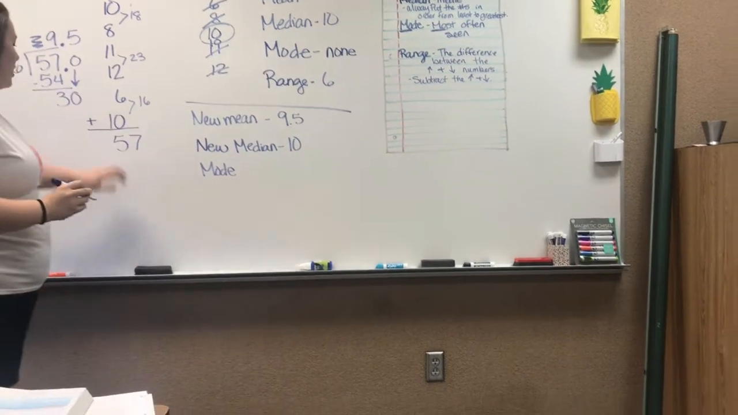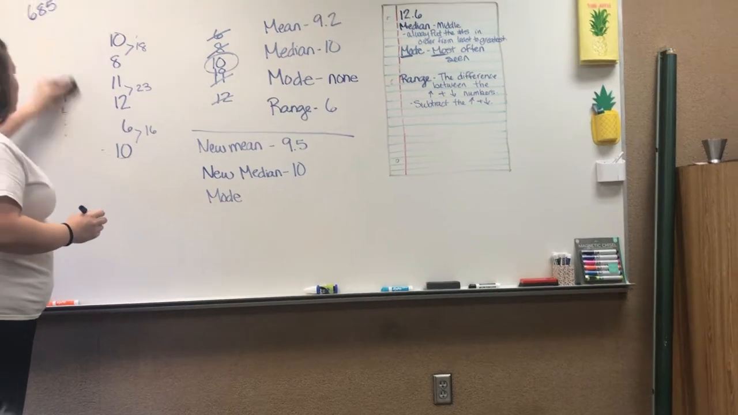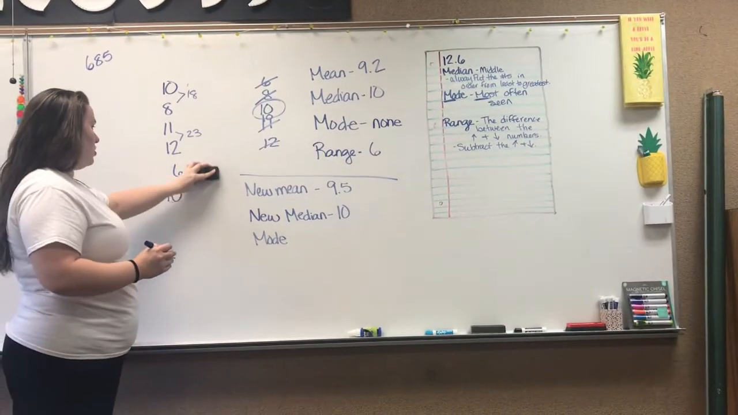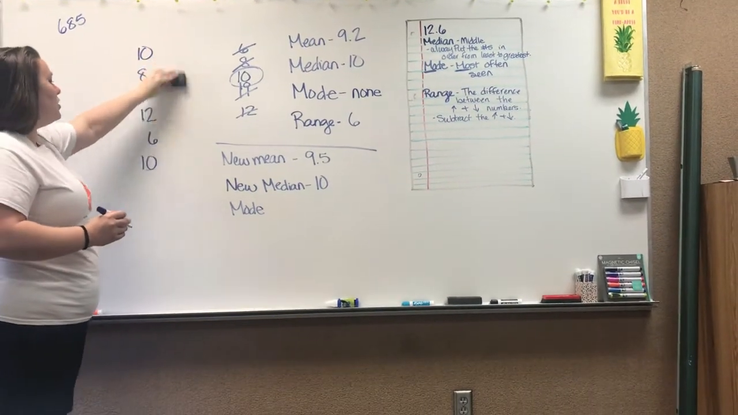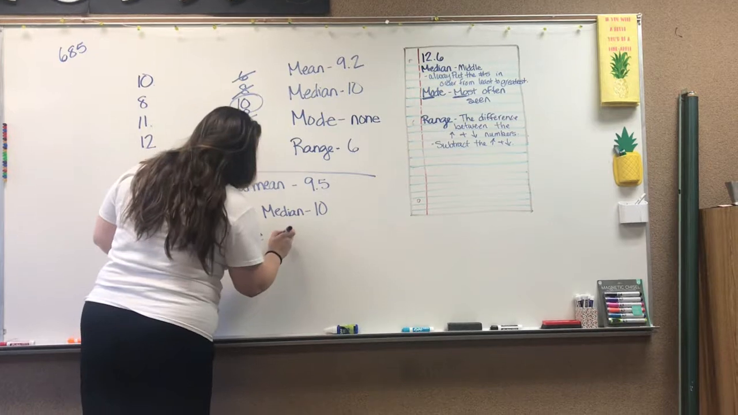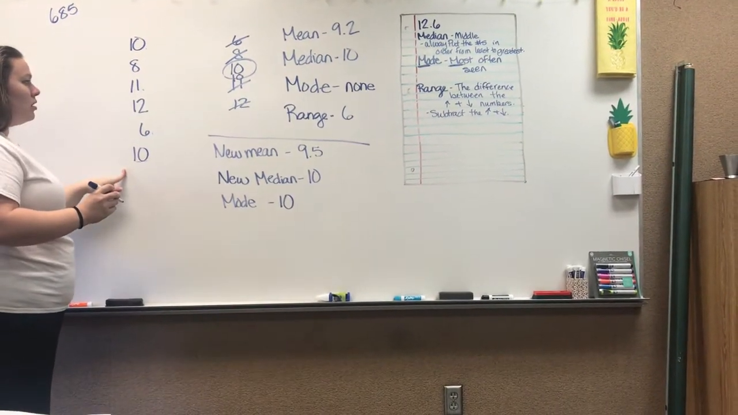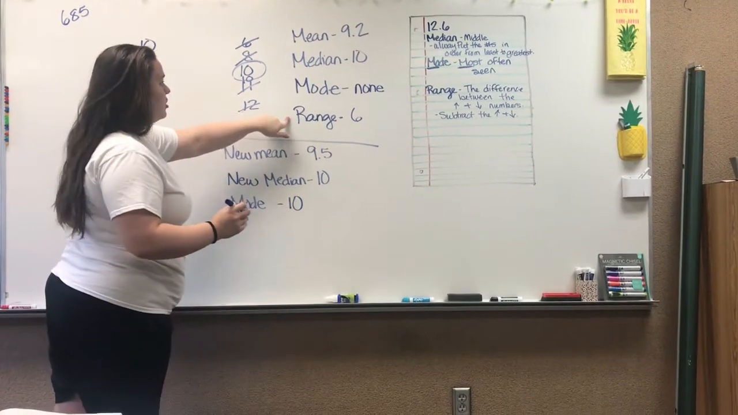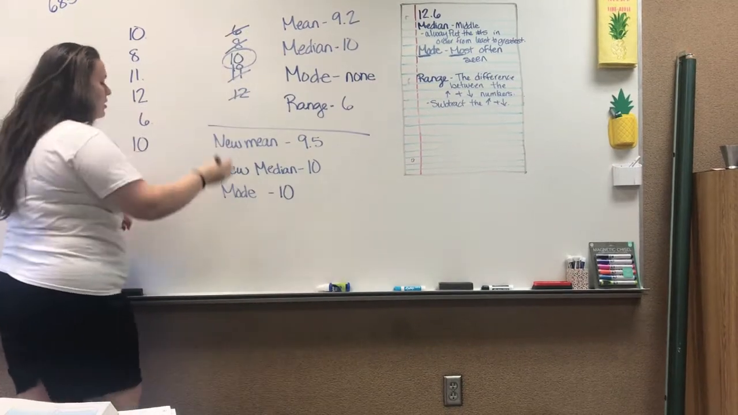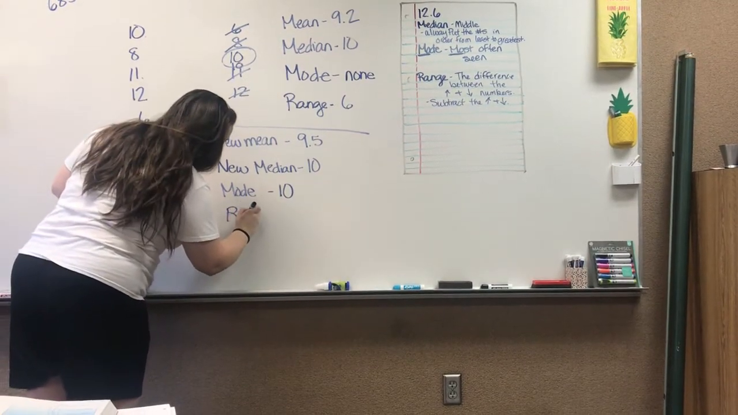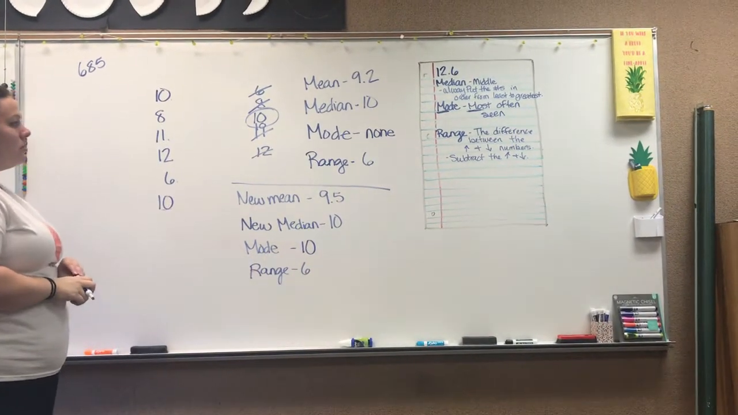What about mode? Because we added this 10 into our list of scores, do we see a number that is most often seen? Do we see a number that is observed more than once? And that answer is 10, because now there are 2 observations of 10. Okay, is the range going to change? The top number is still 12 and the bottom number is still 6. So the range is still just 6 points. Okay.